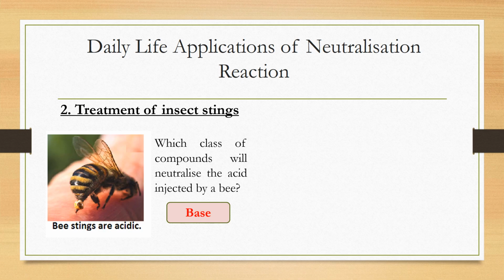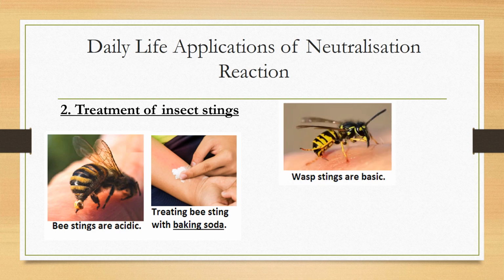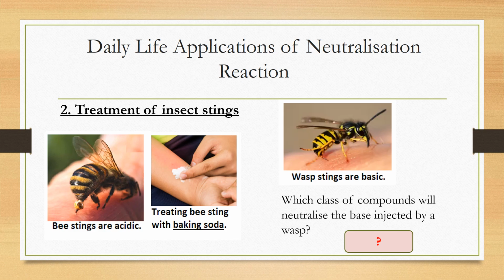Can you now state an example of a basic substance that could be applied to the bee sting? A commonly used remedy is baking soda. On the other hand, if a wasp stings a person, it injects a basic venom into the person's body. Can you suggest which class of compounds will neutralize the base injected by the wasp? An acidic substance will neutralize the base.